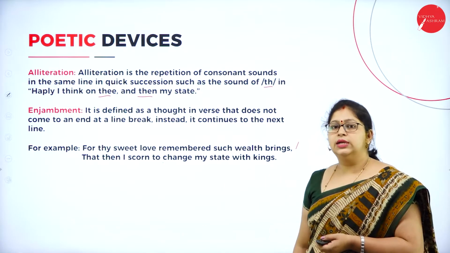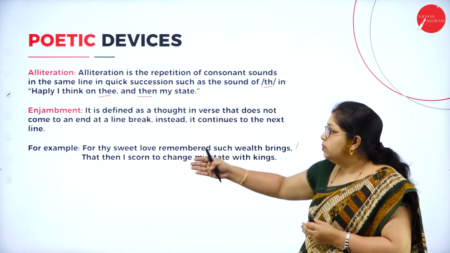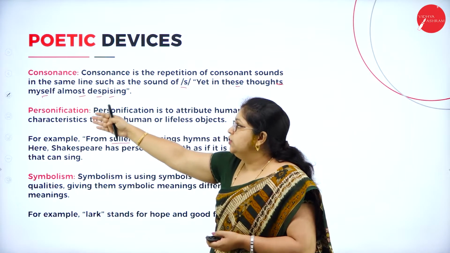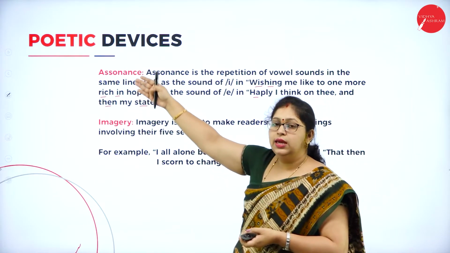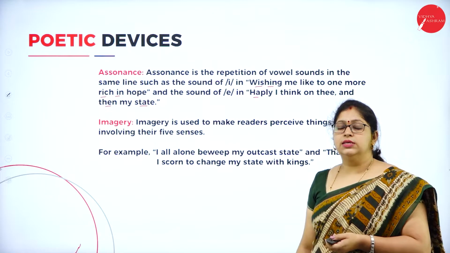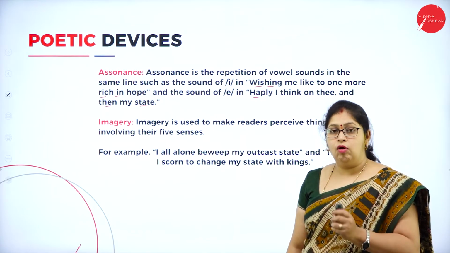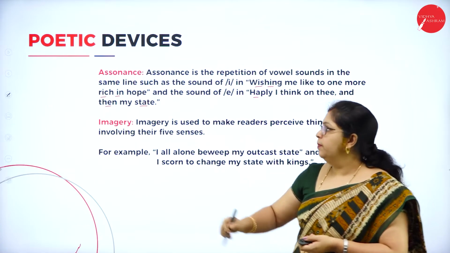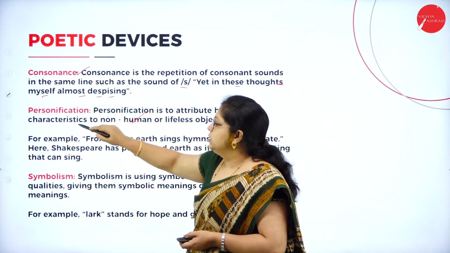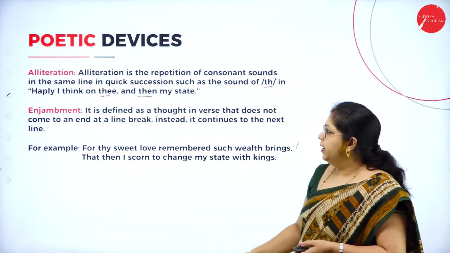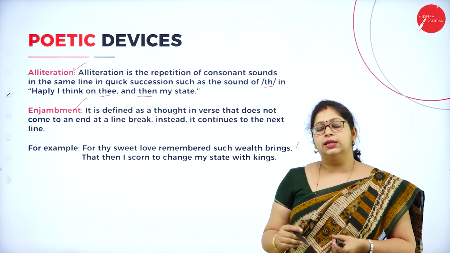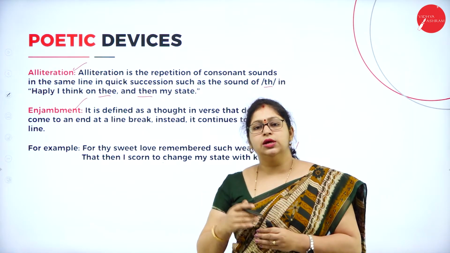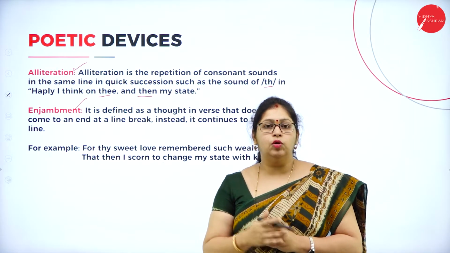This is about the poetic devices used in the poem. You can see so many poetic devices: enjambment, alliteration, then we saw symbolism, personification, consonance, and also imagery, assonance. All these are the poetic devices used in Sonnet 29, or When in Disgrace. So let me read out all the poetic devices used here: assonance, imagery, consonance, personification, symbolism, alliteration, enjambment. They are also called figures of speech. These figures of speech, or poetic devices, are used more in poems than in prose.